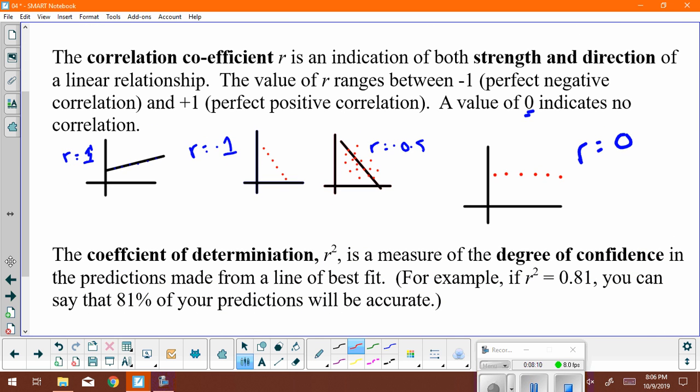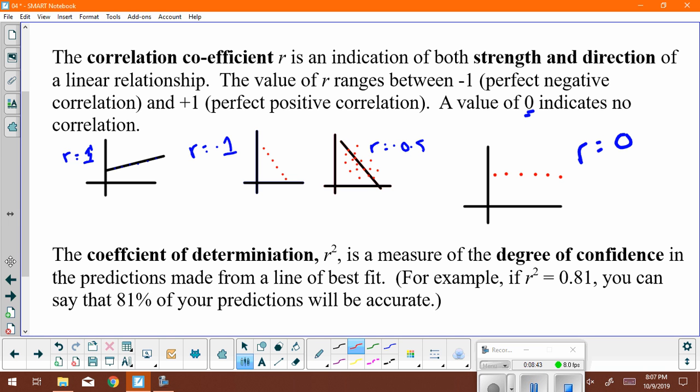A related number is R squared, which is the coefficient of determination. Like it says, it's R squared, so to find it, you just have to square your value. It's a measure of the degree of confidence in predictions that you make from the line of best fit. For example, if R squared is 0.81, you can say that 81% of your predictions would be accurate. We'll talk more about that one later. We're going to focus on correlation now.